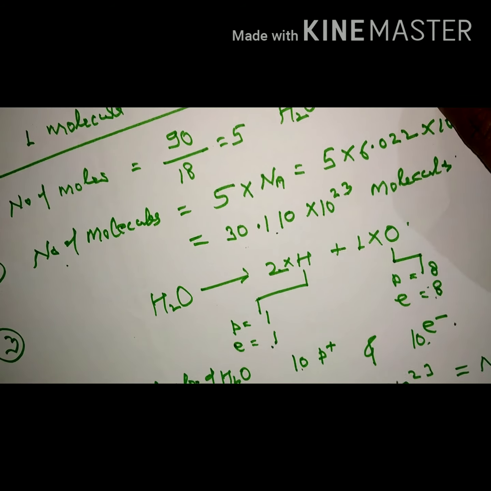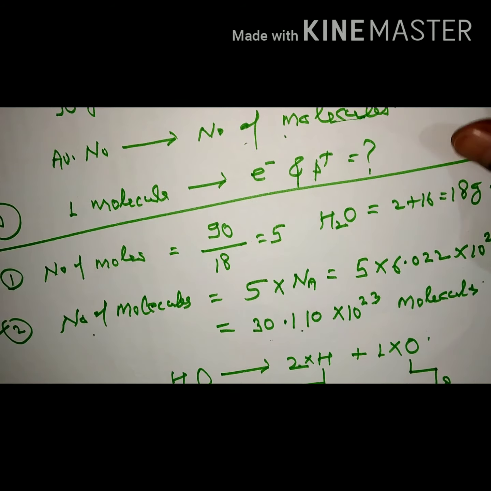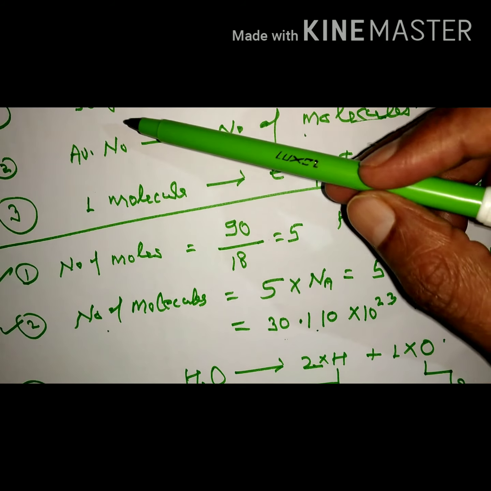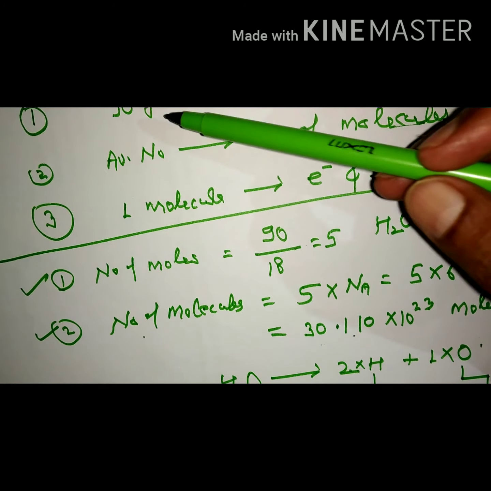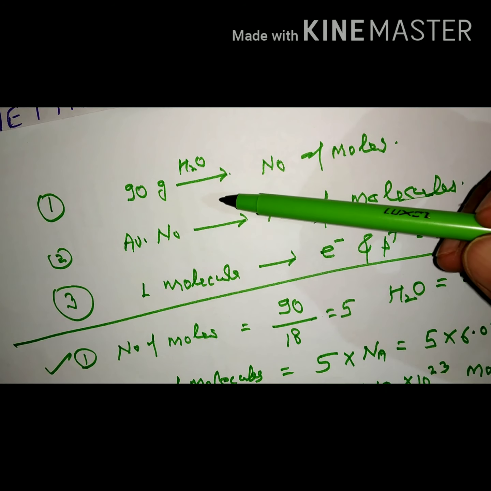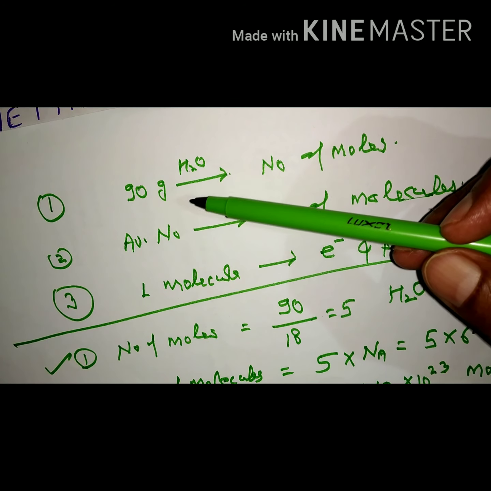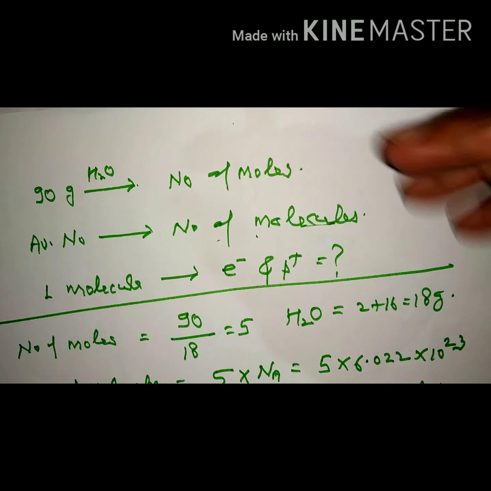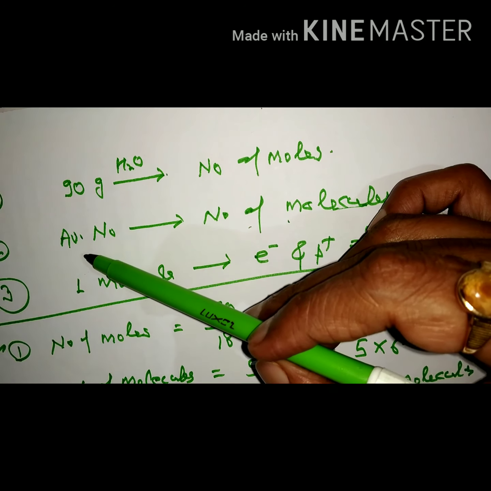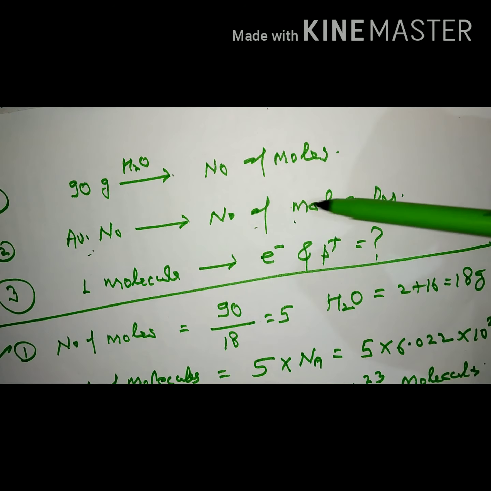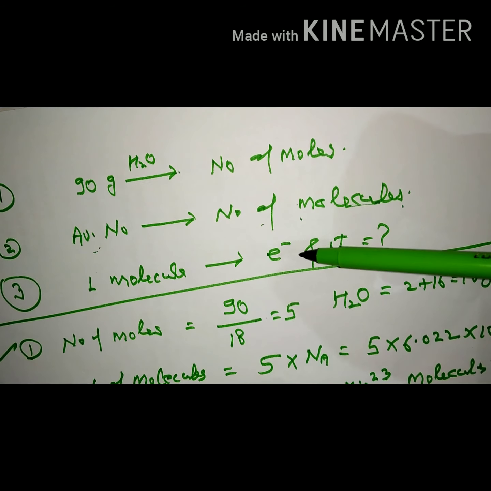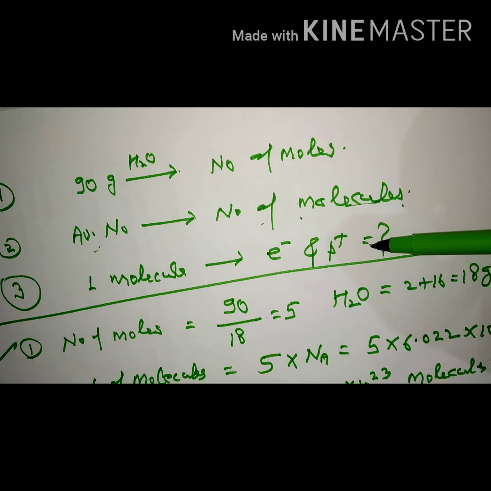If you have been asked to find the number of protons and number of electrons in 1 cup of water, estimate that 1 cup of water contains 90 gram water, 150 gram water, or 200 gram water, and then find the number of moles. Multiplying the number of moles with Avogadro number, find the number of molecules, and now just calculate how many electrons and protons you have in one molecule.